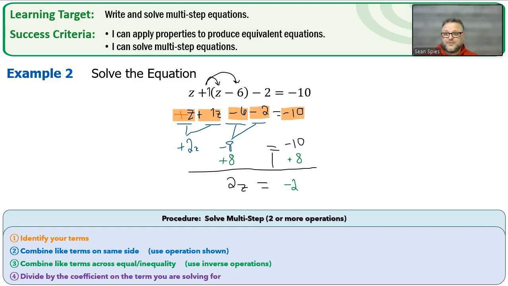The final step is to divide by whatever my coefficient is in front of my variable. In this case, 2. So when I do my division on both sides, these 2's cancel on the left, and I'm left with a negative divided by a positive. Well, that's going to be a negative answer, and 2 cancels 2, leaving 1, because in multiplication and division, the word cancel means it turns into 1. And there's my answer. Z equals negative 1.